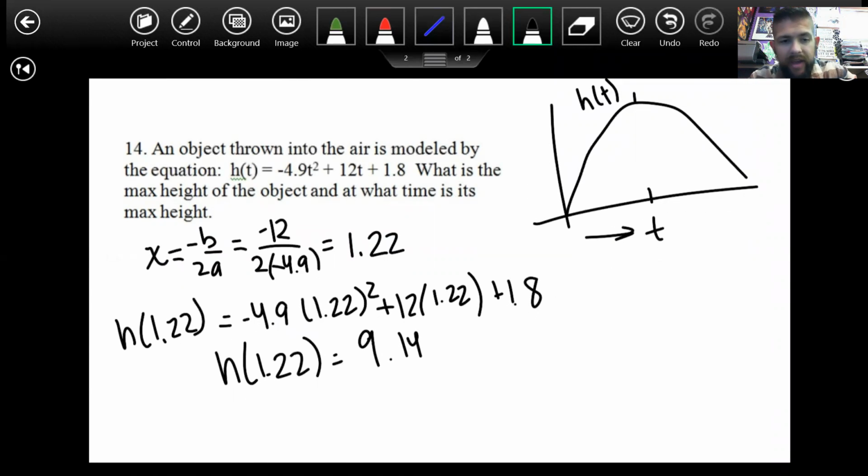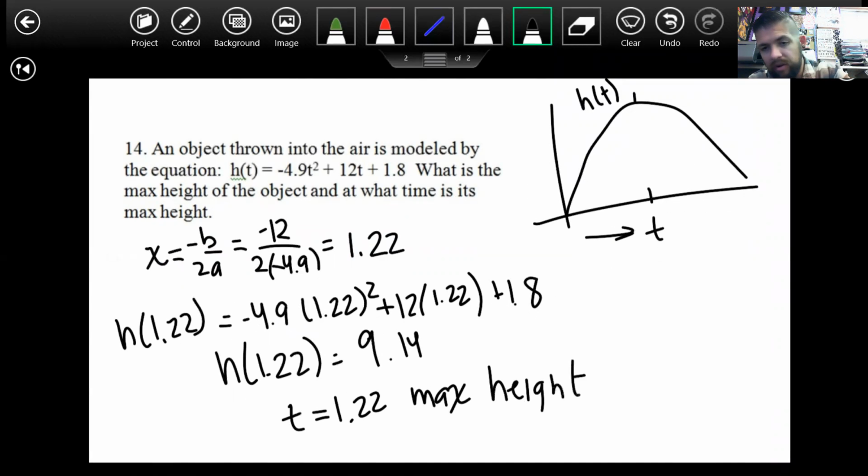So we just leave it as is. After t seconds, which is 1.22, we have a max height of 9.14. So you guys need to be able to do these correctly and give me the correct values, to 2 decimal places, preferably. Okay, so check those out, look those over.